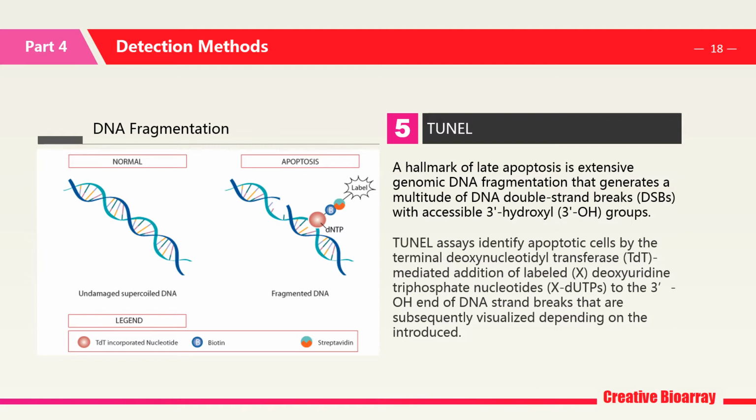TUNEL assays identify apoptotic cells by the terminal deoxynucleotidyl transferase-mediated addition of labeled deoxyuridine triphosphate nucleotides to the 3' end of DNA strand breaks that are subsequently visualized depending on the introduced label.